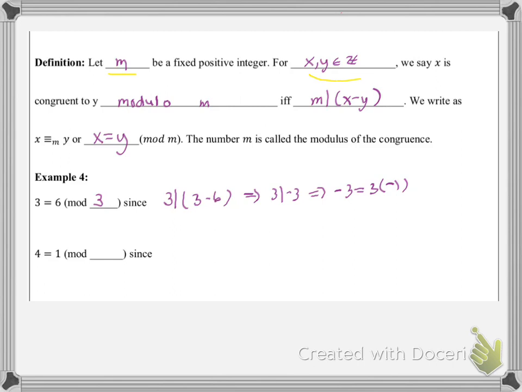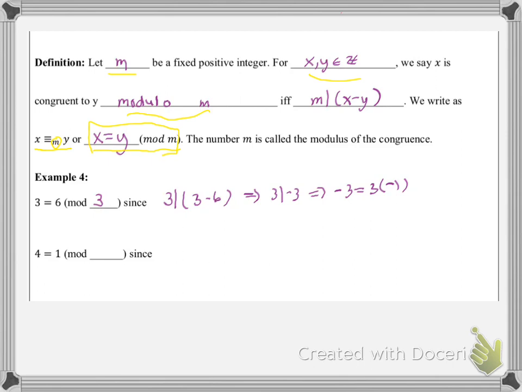For x, y belonging to Z, we say that x is congruent to y modulo m if and only if m divides x minus y. And we write this as x congruent to y, and that little m there refers to our modulo, or x equals y mod m, which is the usual notation I will probably use, but either is correct. And so the number m is called the modulus of the congruence.